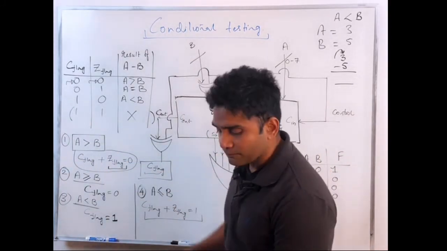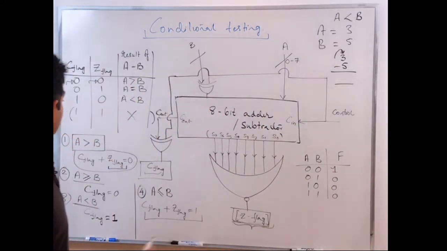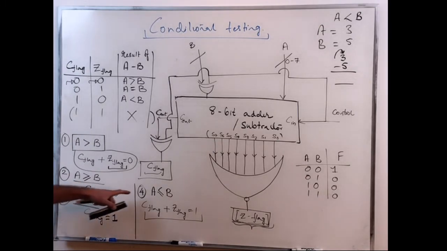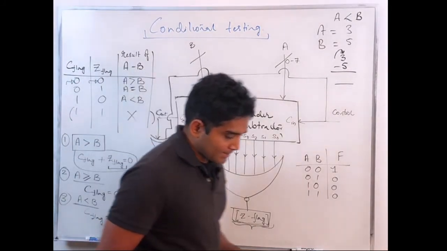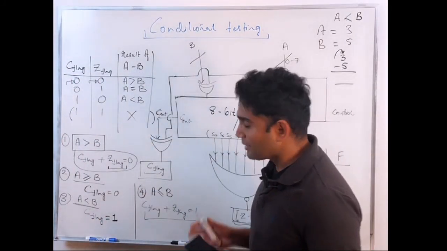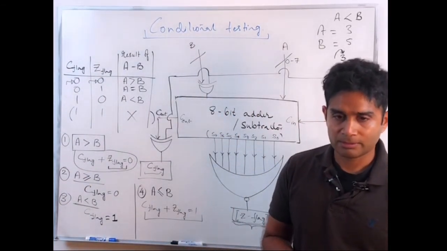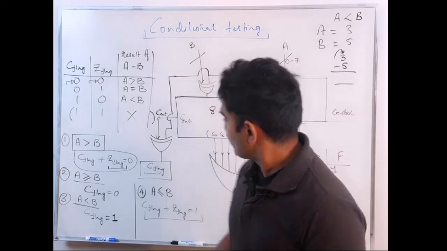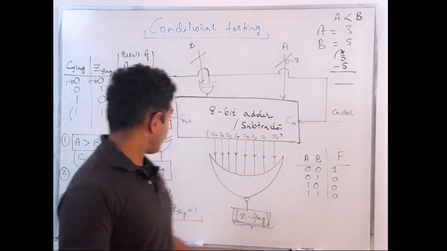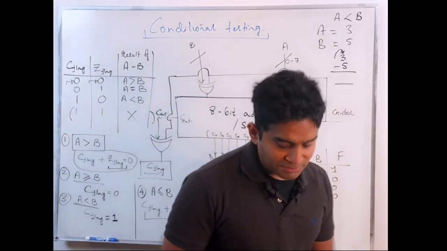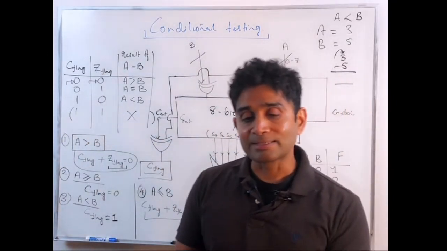Okay. So now I have all the conditions. I have tested for all the conditions: A larger than B, A larger than or equal to B, A less than B, A less than or equal to B. All right. Any questions on this? On the flags. So with this circuit, we have already built the C flag and Z flag. So with this circuit, I would be able to test for conditions when I'm working with unsigned numbers.